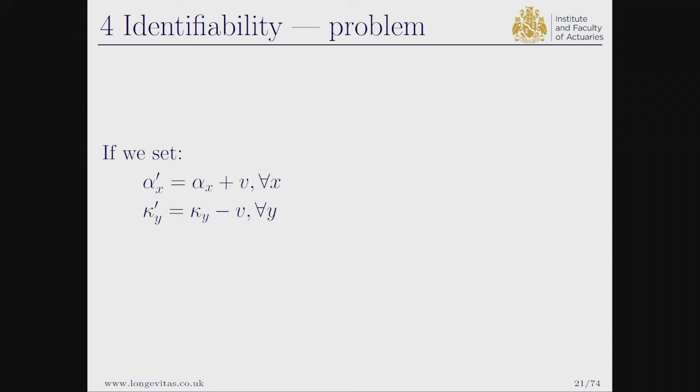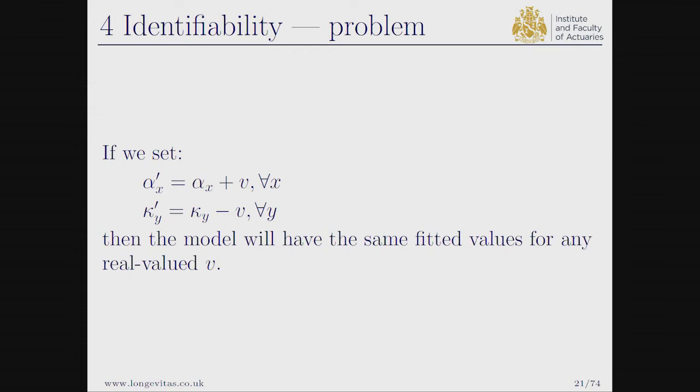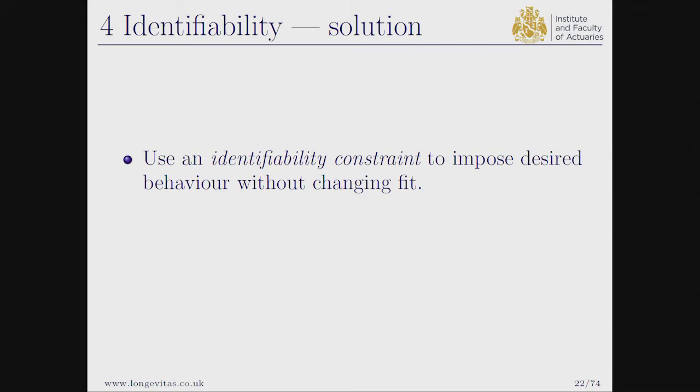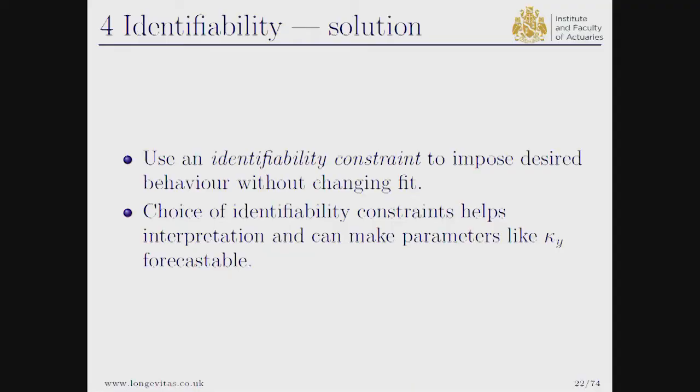To fix on a particular parameterization, you need to impose what we call an identifiability constraint. We select these constraints to impose some kind of desired behavior as part of the fit. The crucial aspect is that these identifiability constraints will not change the fitted value of the force of mortality at any age or year. So the fit is invariant, but the parameters will obviously be different. The choice you as an analyst make for identifiability constraints is driven by what sort of interpretation you want to place on the parameters and how you might want to go about forecasting them. It's a choice the analyst makes, but it won't change the fit of the model.